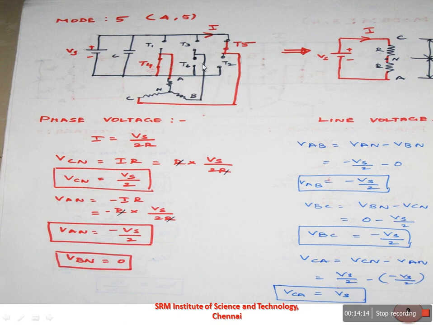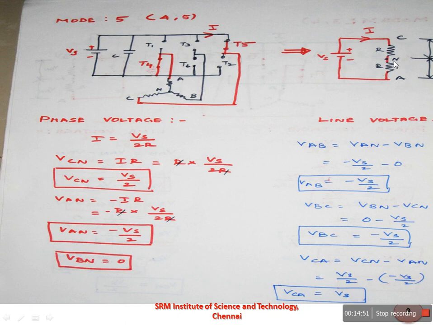Now this circuit is simplified as an equivalent circuit like this, which consists of two phases, A and C phase. So now we can find out the phase voltage of VCN as well as VAN. VCN can be written as I into R, because the C is connected to the positive of the supply input. So current will start from positive to the neutral point, so that is written as I into R. You can substitute this I value as Vs by 2R. Now we can solve this, and you will get VCN is equal to Vs by 2.